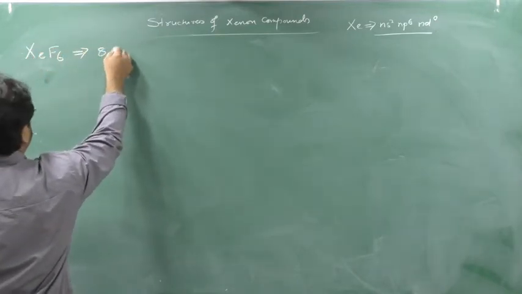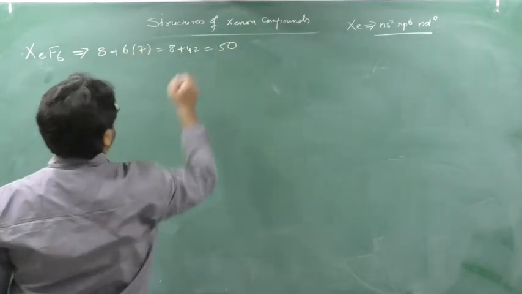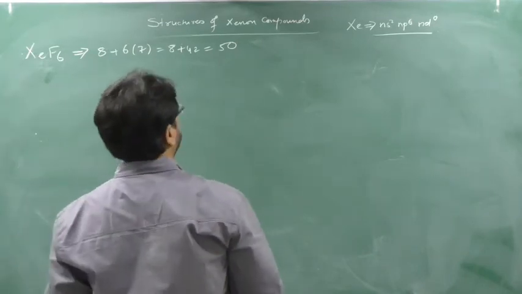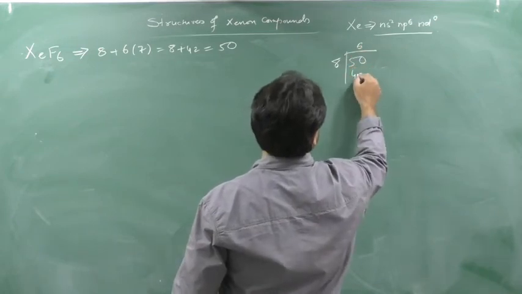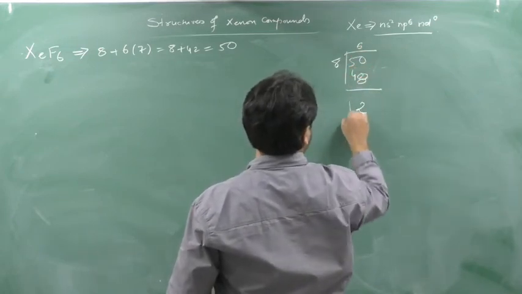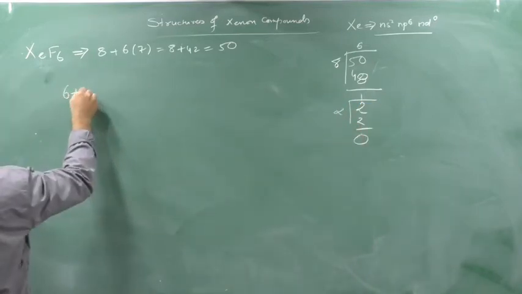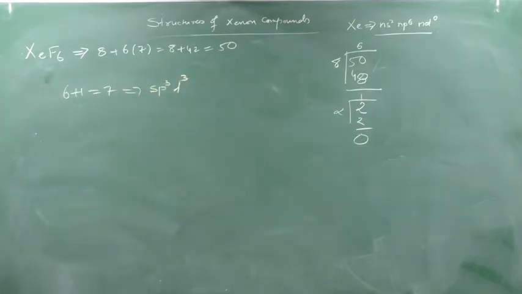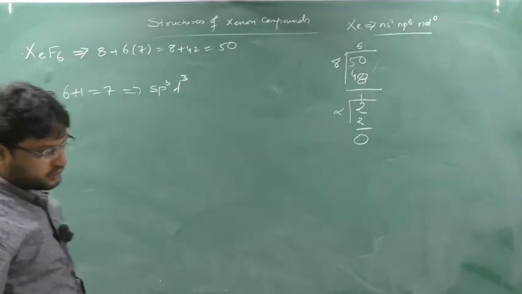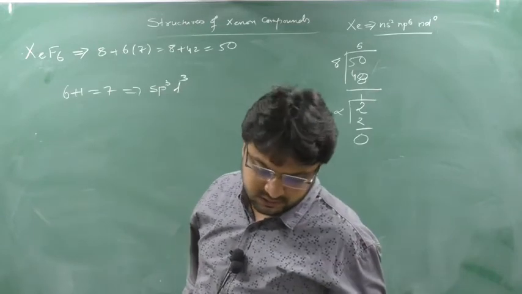So Xe is 8, 6 into 7 is 42. So 8 plus 42 is 50. Yes or no? 50 means 8 into 6 is 48, 2 will come, 2 by 2 is 1 lone pair. So here 6 plus 1 is 7. 7 means what? sp3d3. So shape is what? 3 plus 3 is 6, plus 1 is 7. So 7 means what shape? Distorted. We can say XeF6.